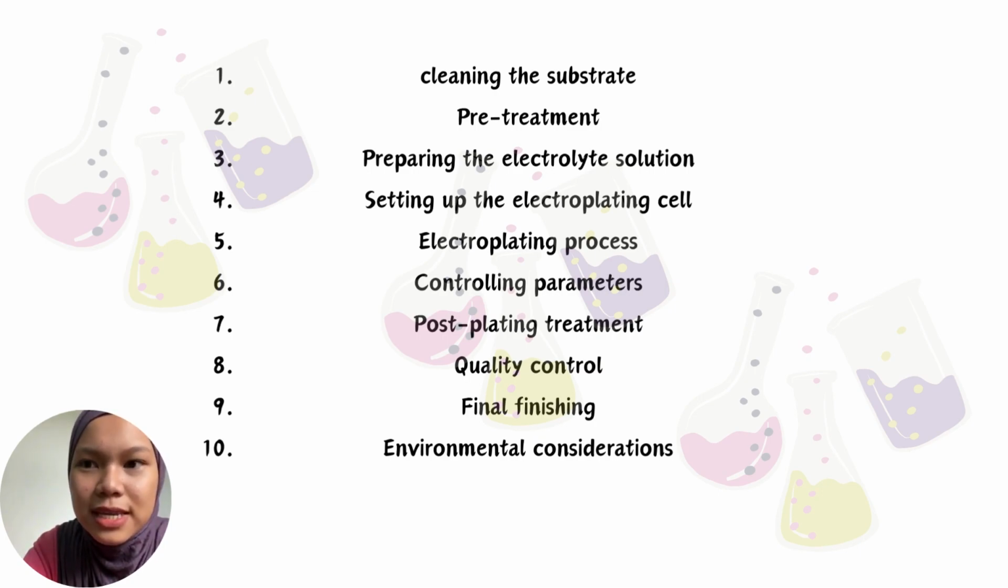And the last one is environmental consideration. Electroplating can involve the use of hazardous chemicals, therefore it is essential to adhere to environmental regulations and implement measures for waste treatment.